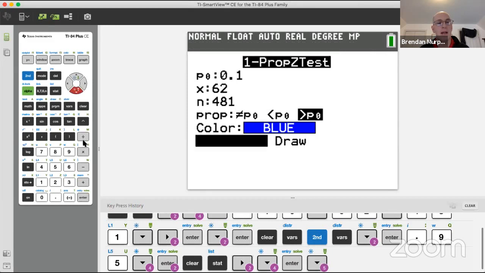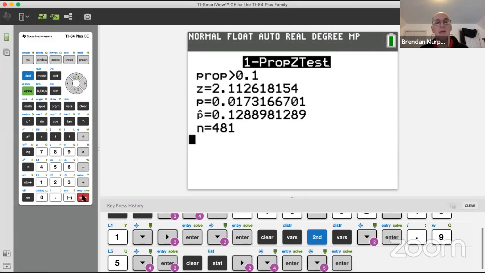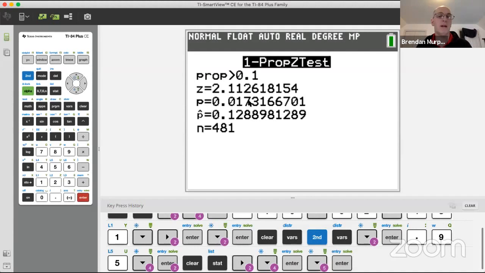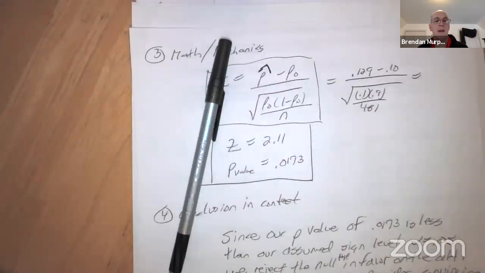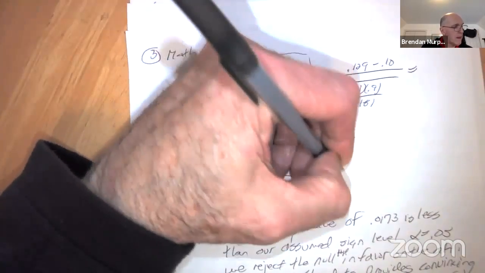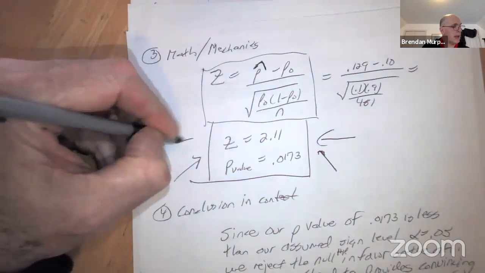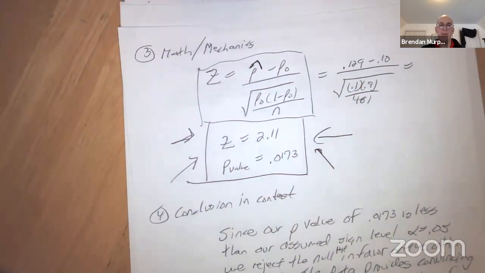So I'm going to go ahead and just get my numbers right from the calculator. So my z value is 2.11. My p-value is 0.017. You don't need all those decimals. If you want to write them, you can. P-hat, I think I had 0.129. That was pretty close. So I'm going to write those two numbers down on my paper. And again, if you've named the test, that's all you need for the math of the mechanics. And so those two numbers are critical, and they need to be on your paper somewhere.